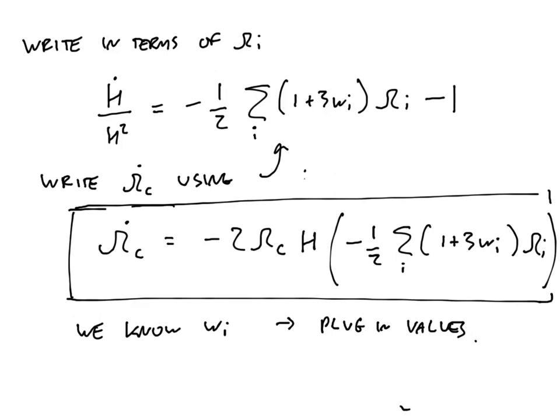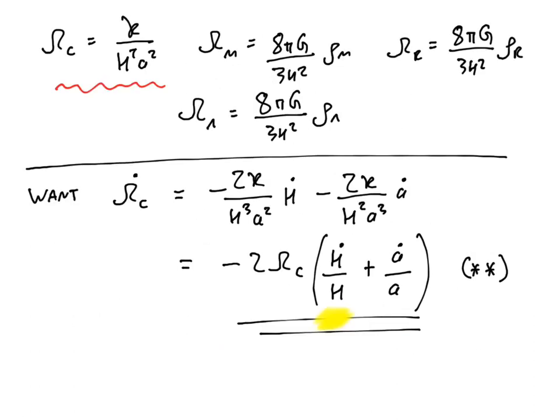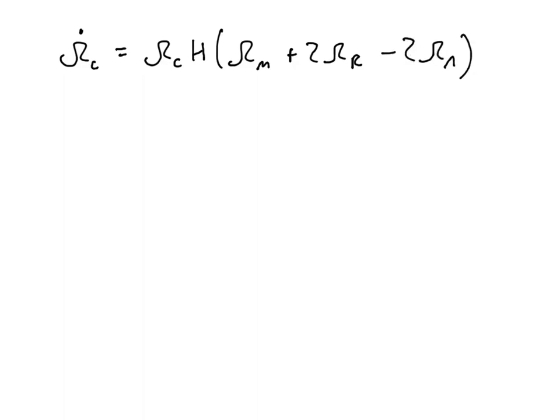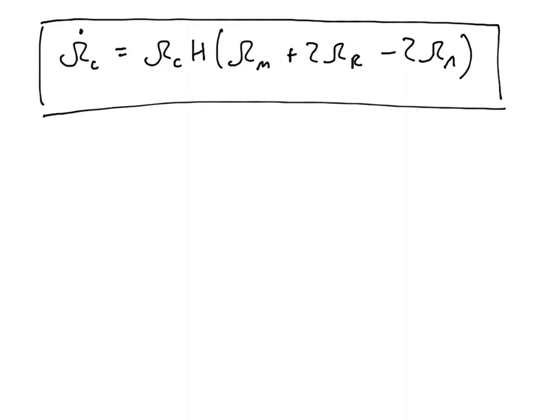Okay, what are the values? Well, again, we go back and remember the values are right here. Omega m is 0, omega r is 1/3, omega lambda is minus 1. Putting those in, we find finally that omega c dot equals 2 omega c times h times omega m plus 2 omega r minus 2 omega lambda. This is the formula that we have been trying to derive.